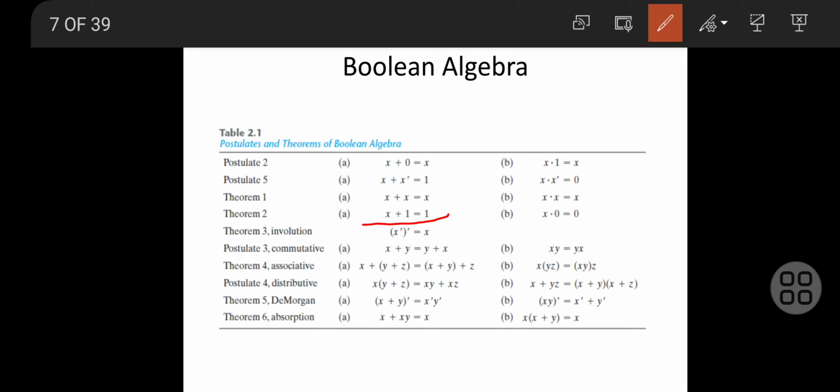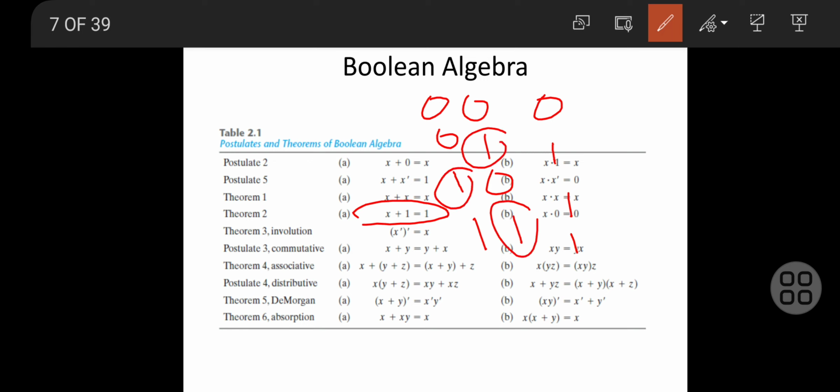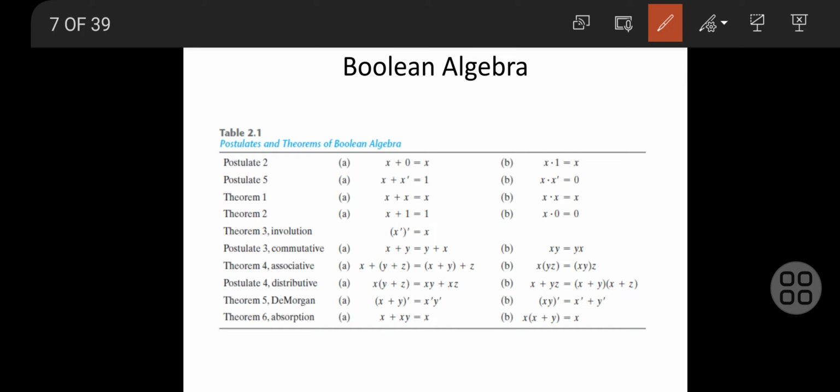The next is x plus 1 is equal to 1. In an OR gate, whatever you add to 1 will end up with 1, right? In an OR gate, if you give 0 0, the output will be 0. If you give 0 1, the output will be 1. For 1 0, the output will be 1. If both inputs are 1, the output will be 1. So if any of the inputs is 1, the output will be 1, right? Anything you add with 1 will end up with 1.